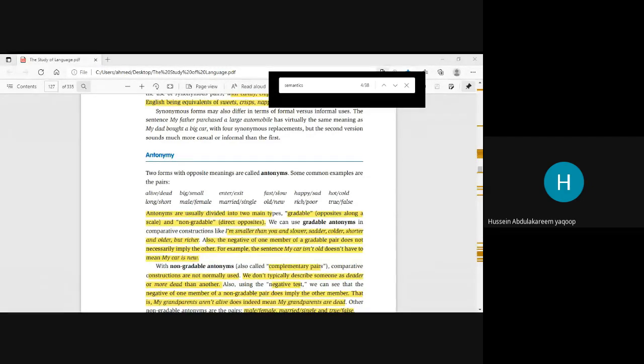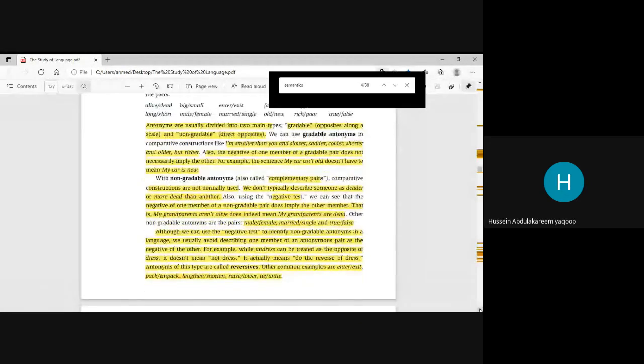So these are all some explanations that can be put under the umbrella of non-gradable antonyms. Although we can use the negative test to identify the non-gradable antonyms.